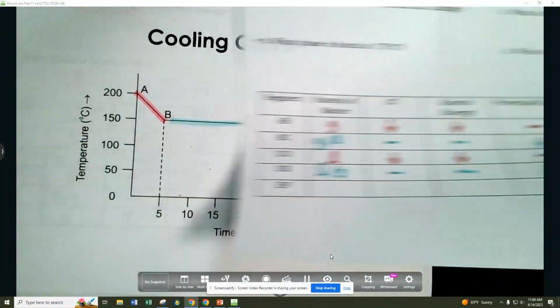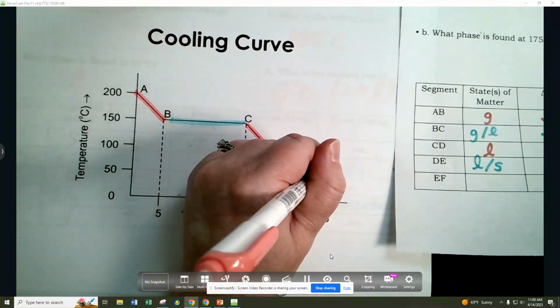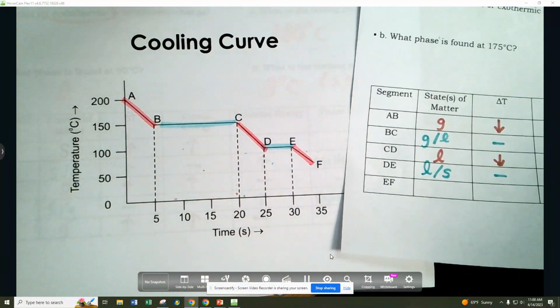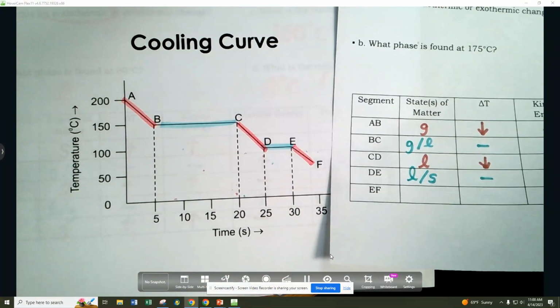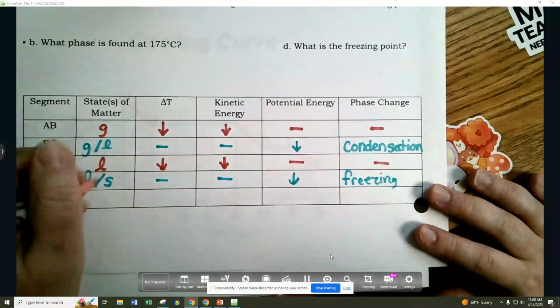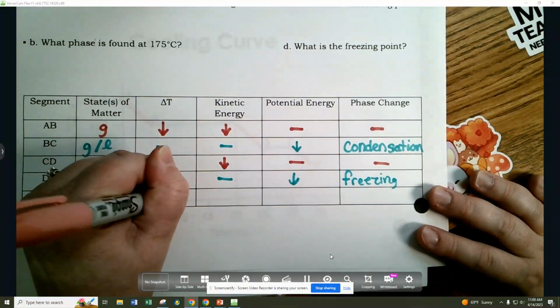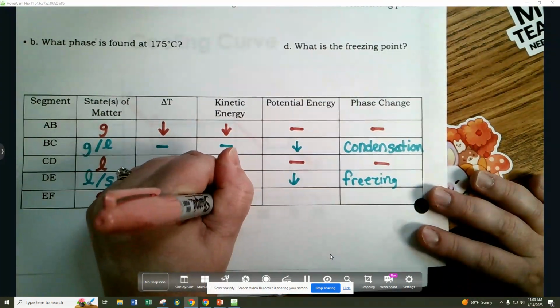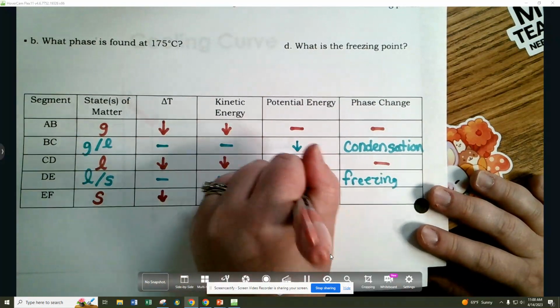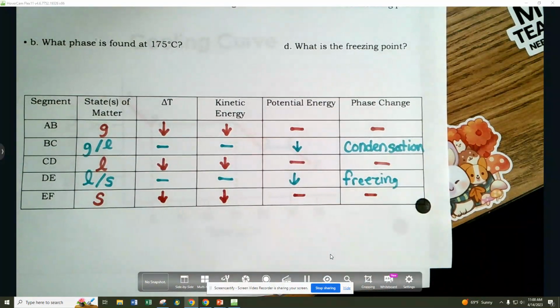The last segment here is EF, where we lastly cool in that last segment. So here we're 100% solid at this point. Temperature continues to drop, so kinetic energy continues to drop, and no change in the potential.